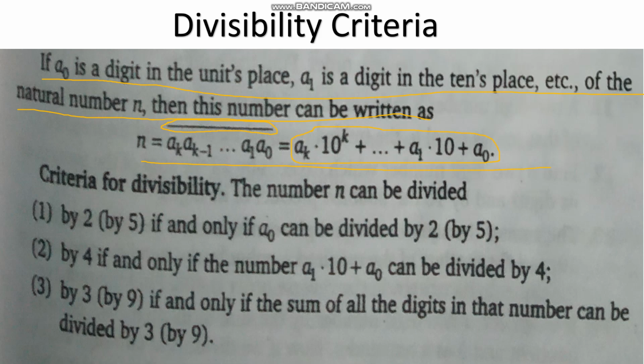Criteria for divisibility by 2: by 2 and by 5 it is the same thing, if A0 is divisible by 2 or 5. By 4, if A1 times 10 plus A0 is divisible by 4. By 3, if the sum of all the digits of the number can be divided by 3. Done. Divisibility criteria is also over.